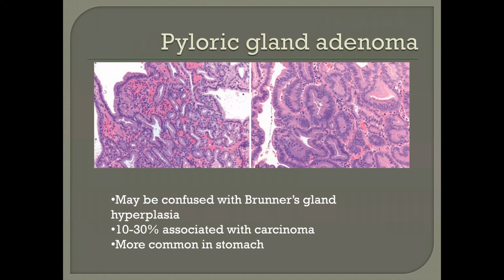A lesion that may not have this intestinal type metaplasia or intestinal type of dysplasia is pyloric gland adenoma. Here we can see on the left a relatively bland appearance, pink, pale cytoplasm that even can mimic Brunner's gland hyperplasia. But these do have an association with carcinoma, and although they're more commonly seen in the stomach, the proximal duodenum certainly is also a location to be concerned with.